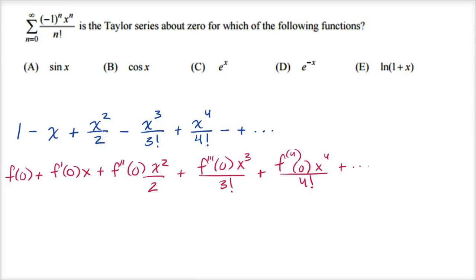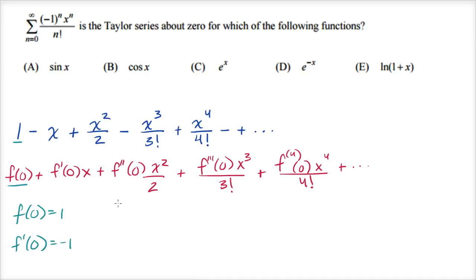Now, in order for what I wrote in blue to be the Taylor series about 0, or the Maclaurin series, that means that f of 0 needs to be equal to 1. Actually, let me write this down. F of 0 needs to be equal to 1. It means that f prime of 0 needs to be the coefficient on the x here, which is negative 1.